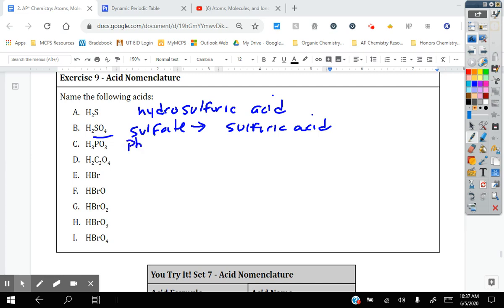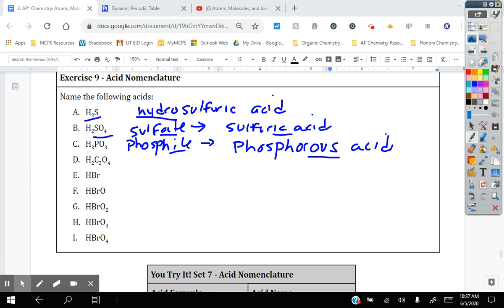Phosphorus is a weird one because you've got the phosphate ion, whether it's phosphorus or phosphate, you end up with hydrophosphoric acid or you end up with phosphoric acid. So actually, I'm sorry, I made a mistake. This is phosphite. So actually, this is phosphorous acid because it ended with ite. Remember, if it's ate, it's ic. Ite is ous. And then if it's a binary acid, you got to put hydro in front.